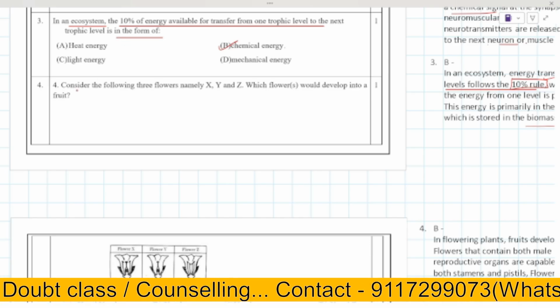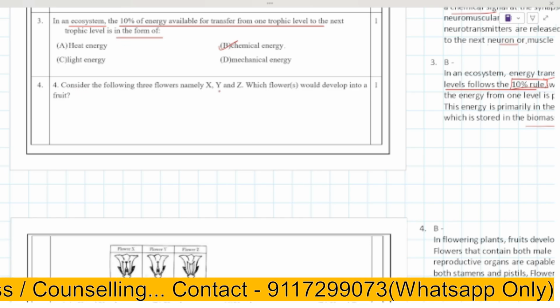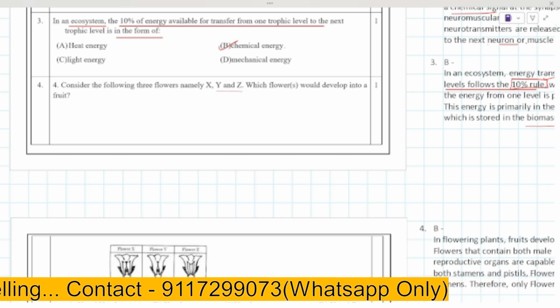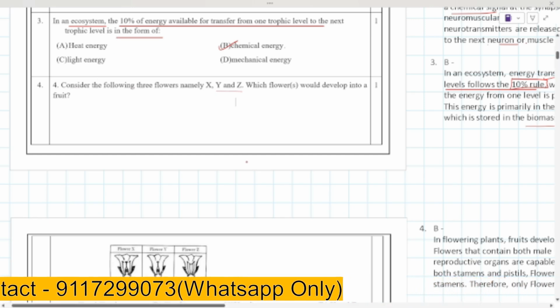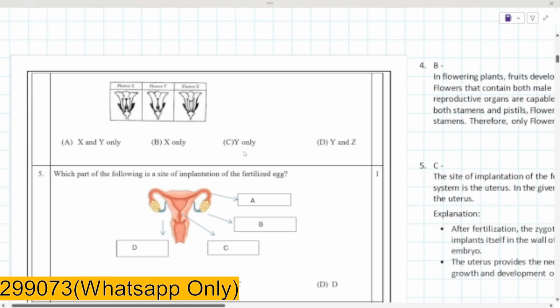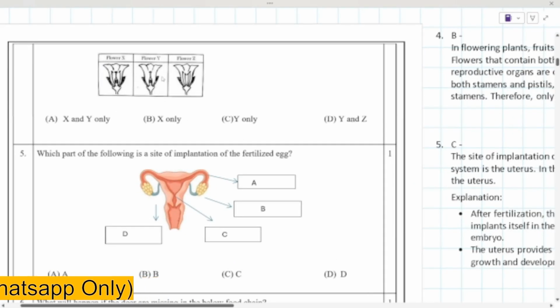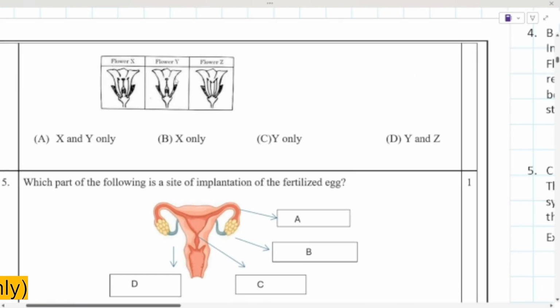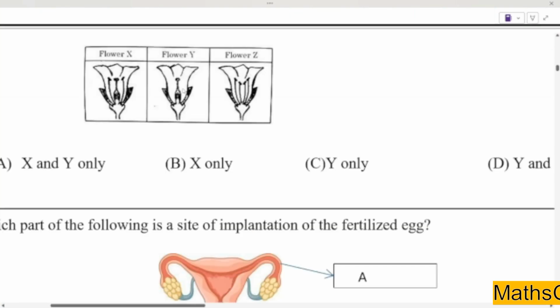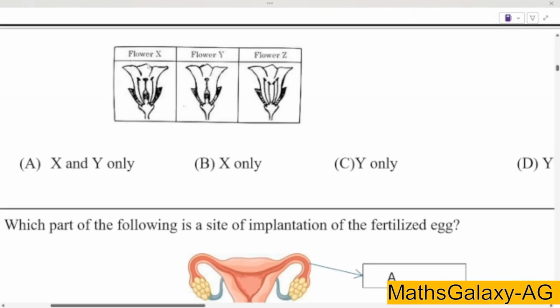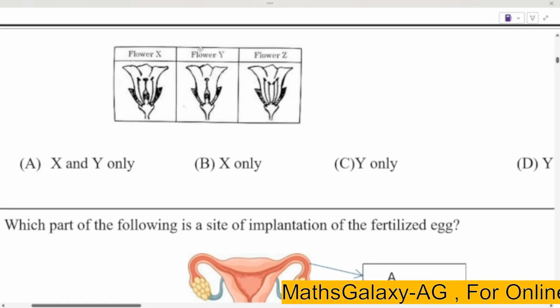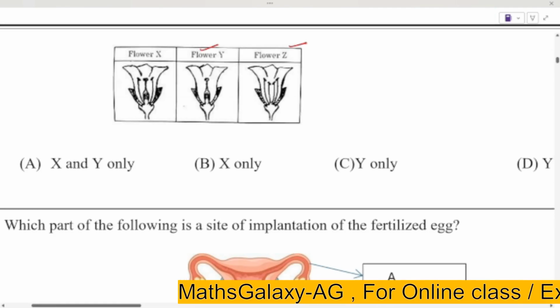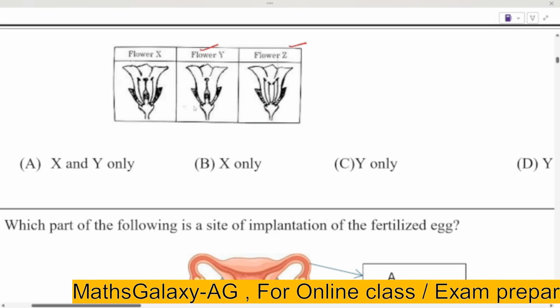So, consider the following three flowers X, Y, Z. Each flower develops into a fruit. Let's see here. You have to see the picture of the flowers. Can you see it clearly? This is flower X, this is Y, and this is Z, right?